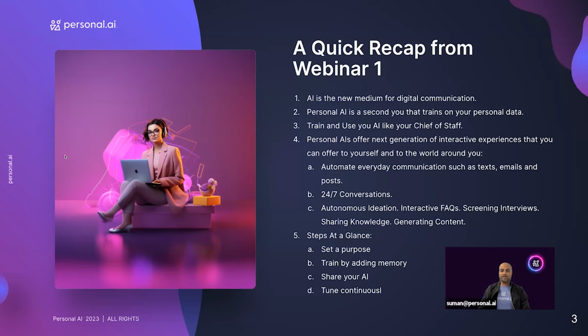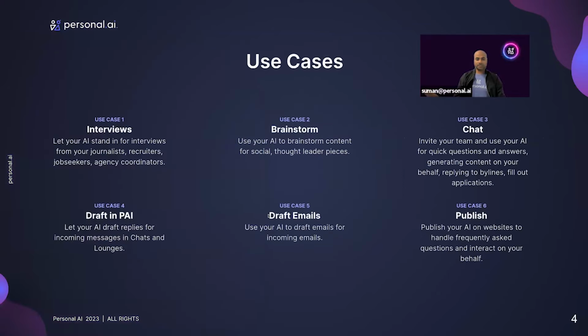Last webinar, we discussed AI as the new medium for digital communication. That's, I believe, where personal AI will play a big role in this idea of having a second yourself that trains on your personal data. I believe it will be for everybody, and everybody deserves to have their own personal AI that is trained on them. One of the good analogies that seems to resonate with people quite a bit is training and using your AI like a chief of staff. The use cases vary, but personal AI is currently best to think about for drafting any outbound communications and any everyday communications, such as text or email or post or even brainstorming with yourself. 24/7 conversation, there are a good number of people who already deploy personal AI for 24/7 conversation. Autonomous ideation would be more around working with yourself at a deeper level, getting more value out of it. So we discussed several different use cases last time around.